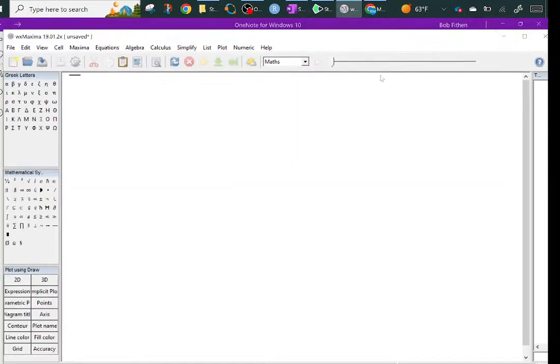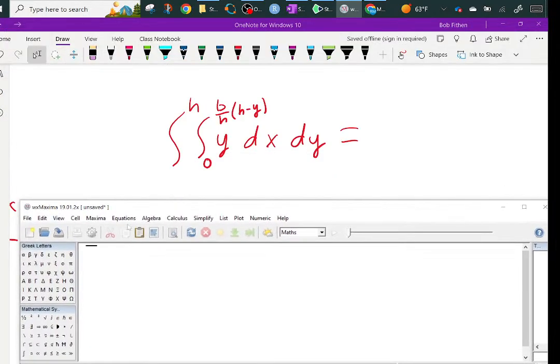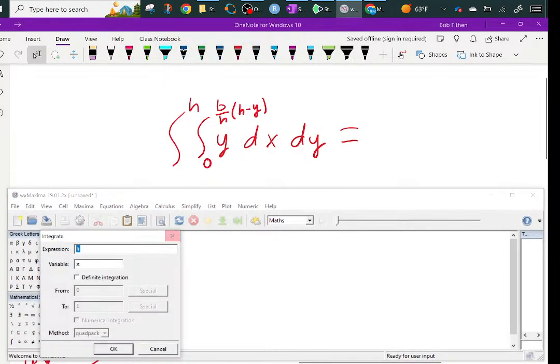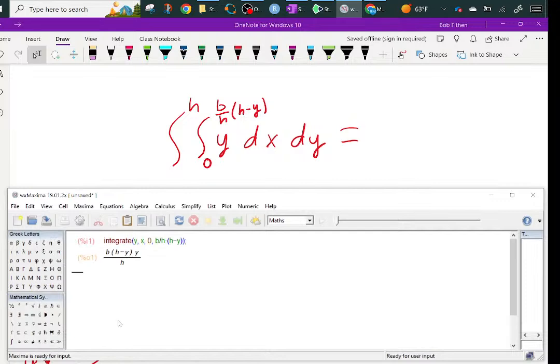It's full screen, so I'll make it smaller than full screen. I'll do the upper one first. So what I'm going to do is the integral on the inside. The expression I'm going to integrate is y, with respect to x, from 0 to, and this was a problem I had the other day, b divided by h times h minus y. See, it actually added the extra parentheses. And I hit integral. It comes up with something.